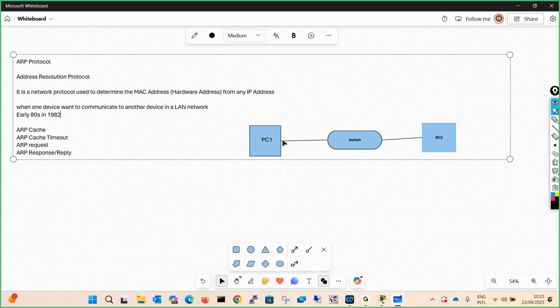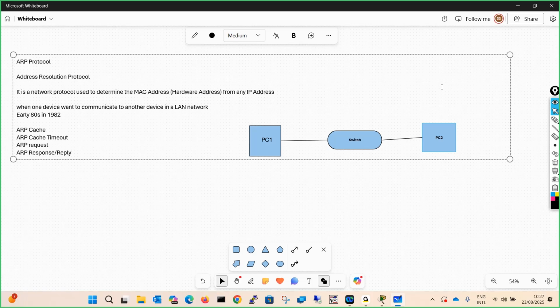Now we are going to understand how the ARP protocol works using this scenario which I have put on the board, where there is a switch and two PCs connected, PC1 and PC2. But before moving ahead and discussing the ARP protocol in detail, we will understand some terms and terminologies used for this ARP process to complete. So is everyone ready? Please confirm in the chat box.